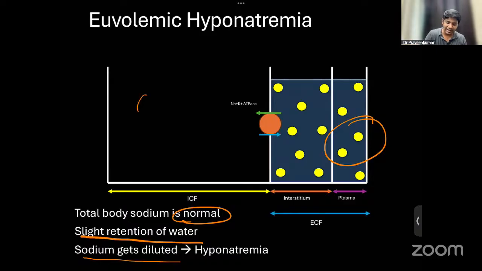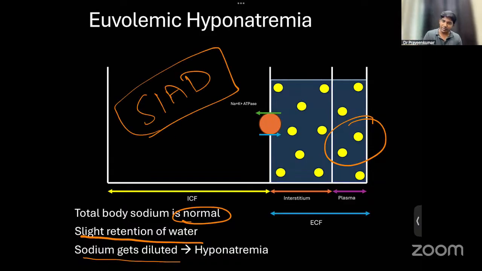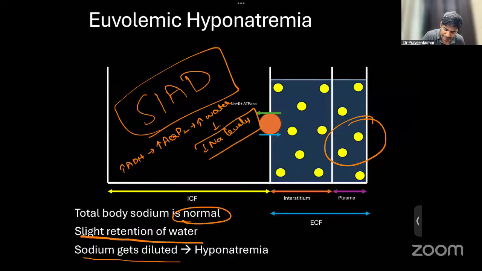So what is the classical condition here? Most of you have said it is SIAD, syndrome of inappropriate antidiuresis. What happens here is there is increased ADH. This increased ADH increases aquaporin 2, which causes increased water reabsorption. Pure water alone is retained. This pure water retention causes low sodium levels. That's all. It is very simple.